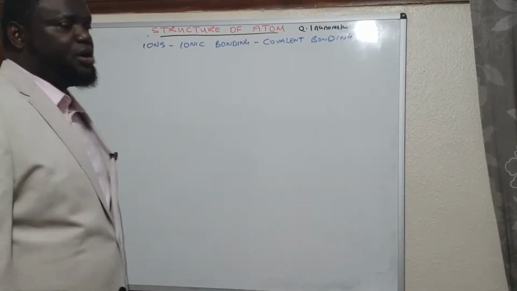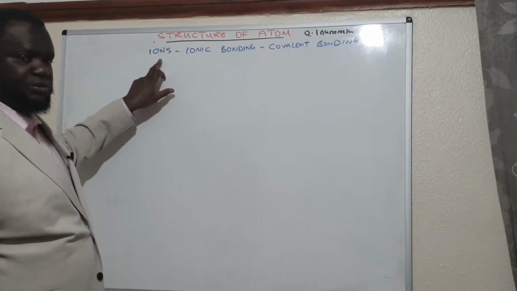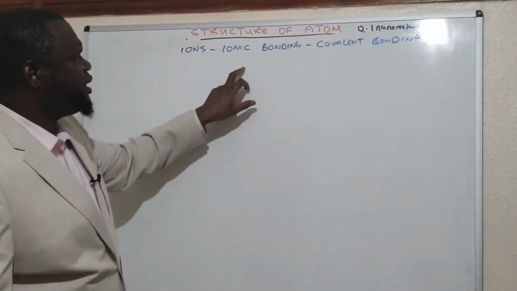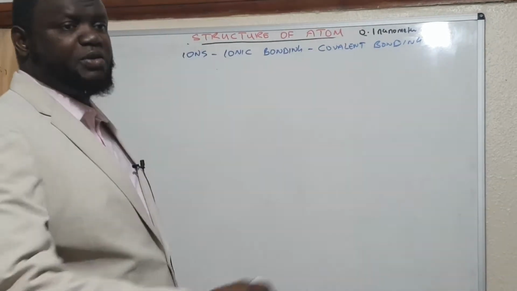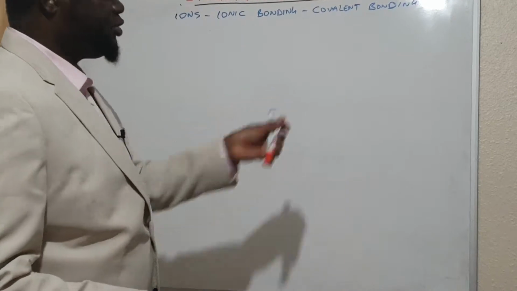Okay. We're going to deal with our last lesson. We stopped at ions. Today we are going to do ionic bonding and covalent bonding before we actually go to equations. This will lead to equations.